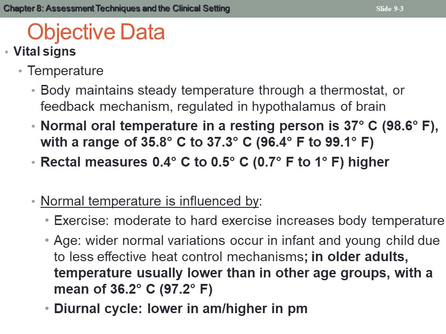So temperature control, we know, is regulated by the hypothalamus in the brain. Normally, where our temperature lies is 98.6 Fahrenheit, generally what we say is normal, or 37 Celsius. So anywhere from 96.4 Fahrenheit to 99.1 is considered normal. And a rectal temperature we know is usually a little bit higher, about 0.7 to 1 degree Fahrenheit higher in a normal adult person.